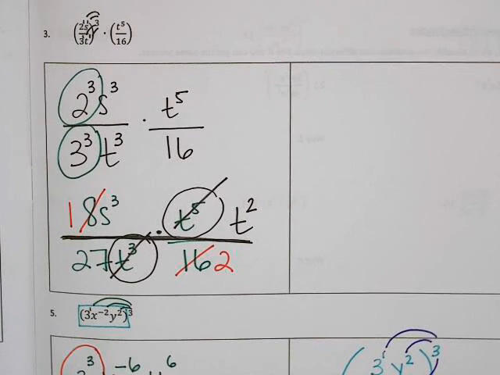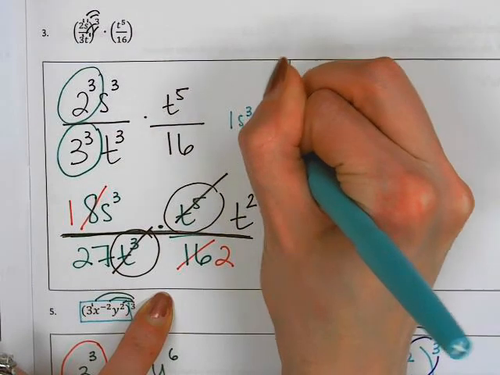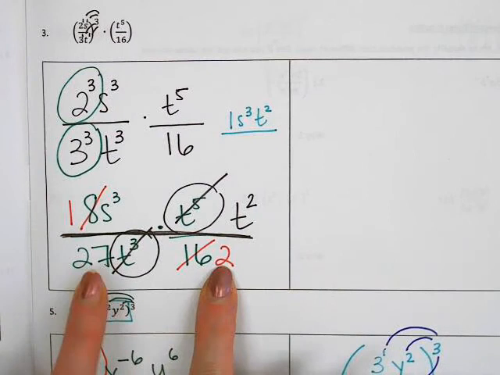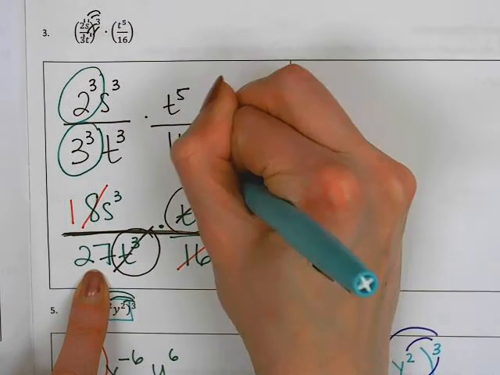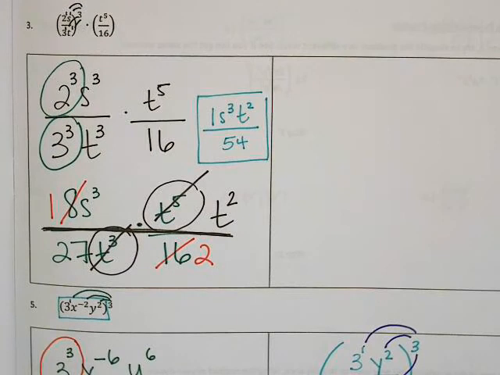Okay, I know it's a little messy. Let's rewrite it. Final answer now is on top we have 1 s3 t2, and on bottom we have 27 times 2, which is 54. Okay, that's one way to do that one. I think that's really the best way to do it. There's tons of other ways.